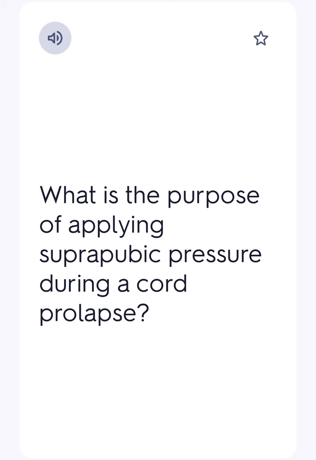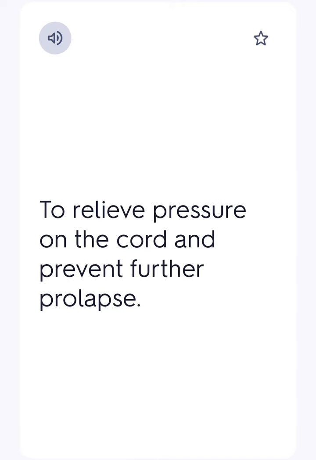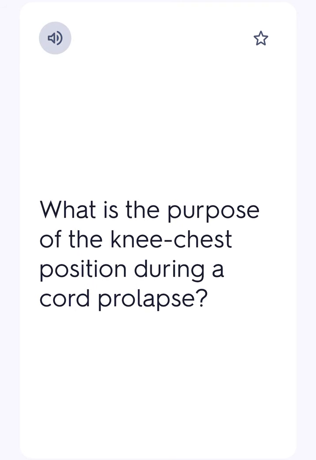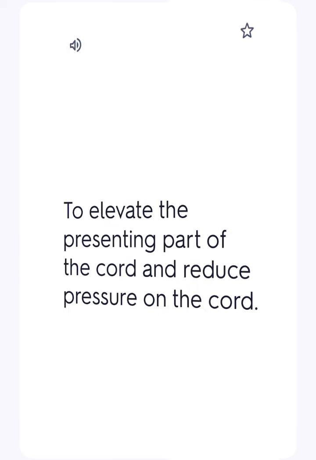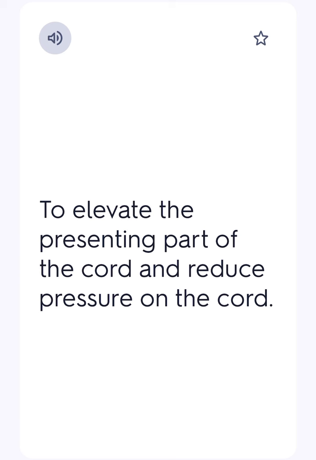What is the purpose of applying suprapubic pressure during a cord prolapse? To relieve pressure on the cord and prevent further prolapse. What is the purpose of the knee-chest position during a cord prolapse? To elevate the presenting part of the cord and reduce pressure on the cord.